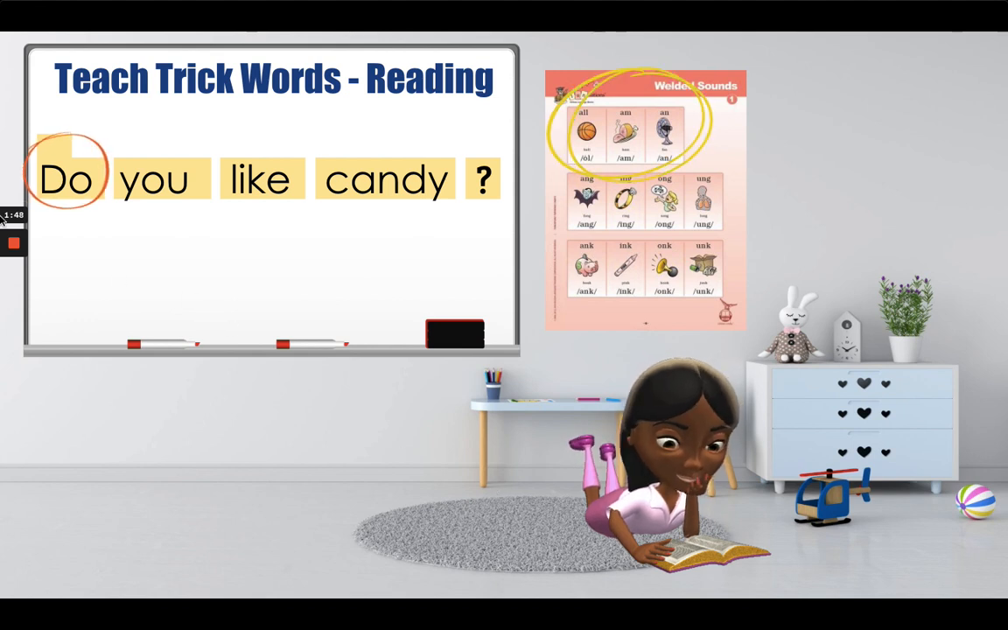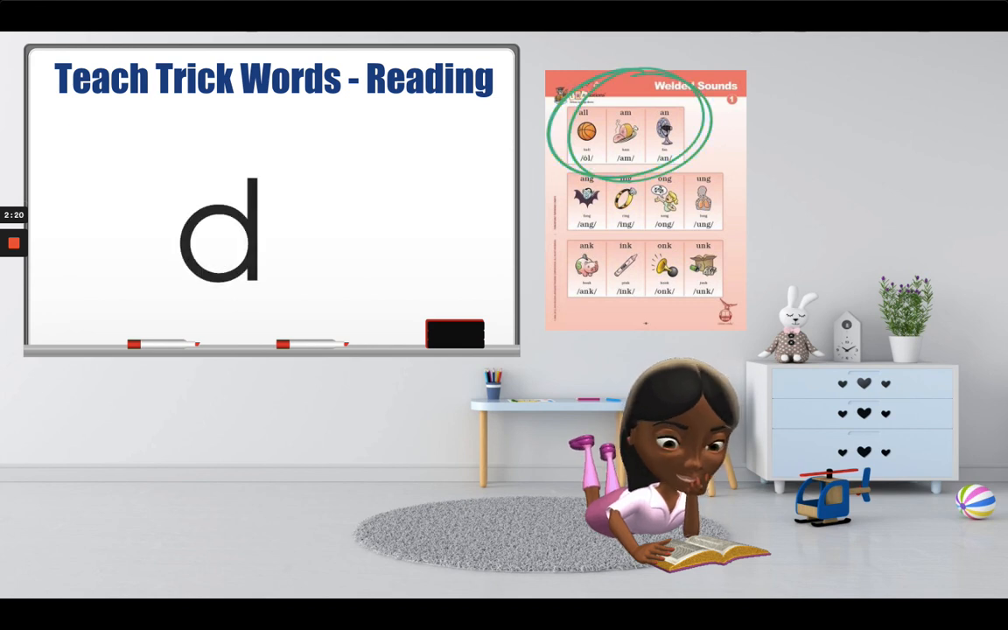Look at the D in do right here. What do you notice about it? Yeah, it's uppercase D. Why is that? That's because it is the first letter in the sentence. Also, look at my punctuation mark. What kind of punctuation mark did I use in this sentence? Yes, I used a question mark. That's because this is an asking sentence. I'm asking a question.